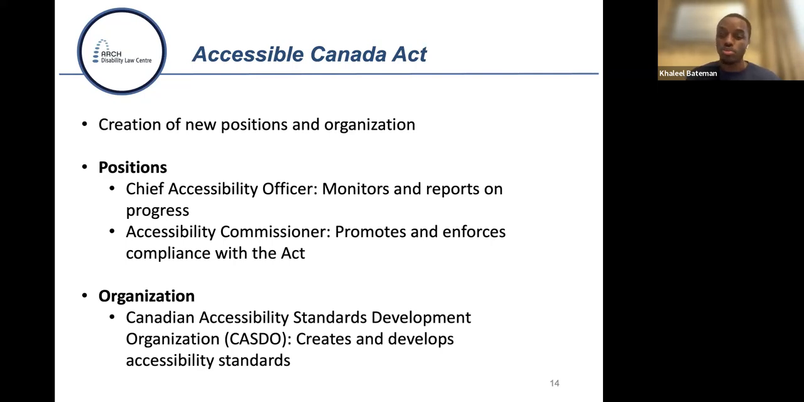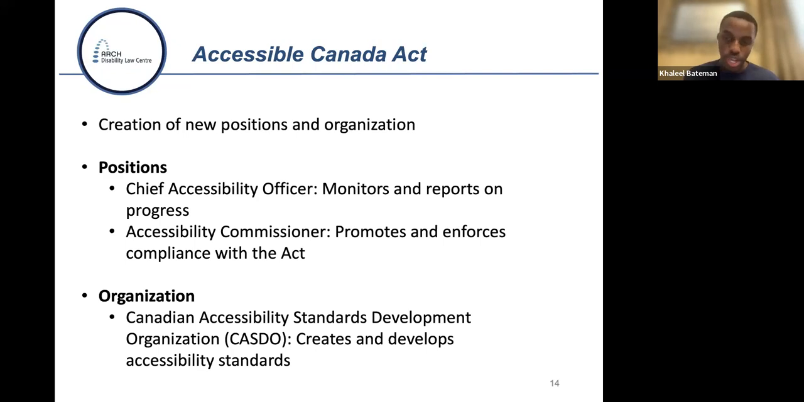This includes an annual report that the Chief Accessibility Officer must submit to the Minister for the purposes of the Act. The Accessibility Commissioner, on the other hand, promotes and enforces compliance with the Act. Complaints for violations of the Act can be filed to the Office of the Accessibility Commissioner, and they have the power to proceed with inspections, order entities to produce relevant information, and to issue compliance orders to entities that are in violation of the Act. We will get more into the enforcement of this Act later on.